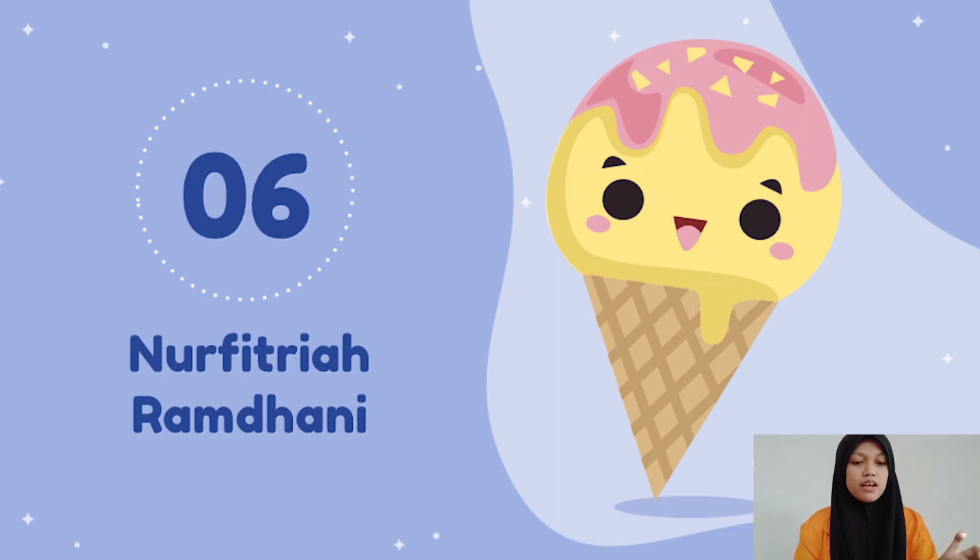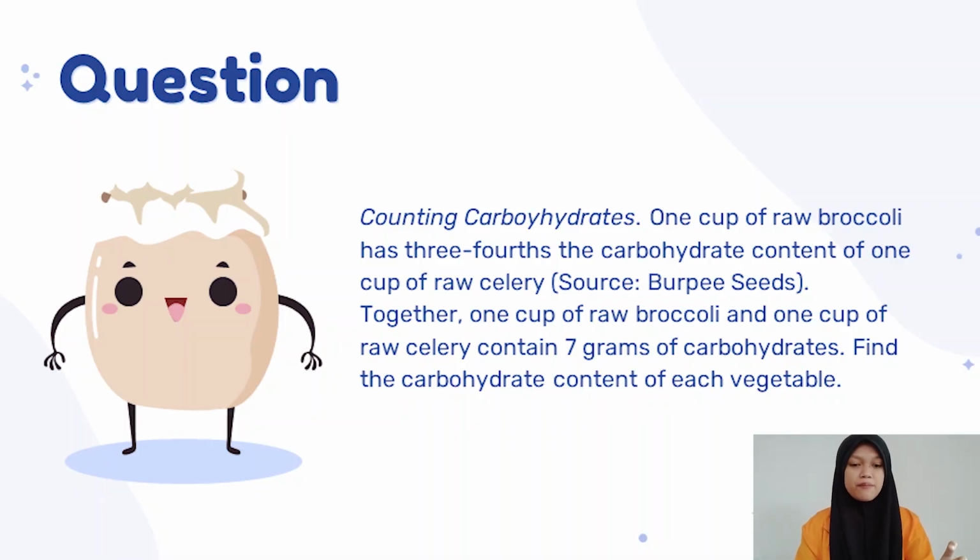Okay, let's see the question. Counting carbohydrates. 1 cup of raw broccoli has 3/4 the carbohydrate content of 1 cup of raw celery. Together, 1 cup of raw broccoli and 1 cup of raw celery contain 7 grams of carbohydrate. Find the carbohydrate content of each vegetable.